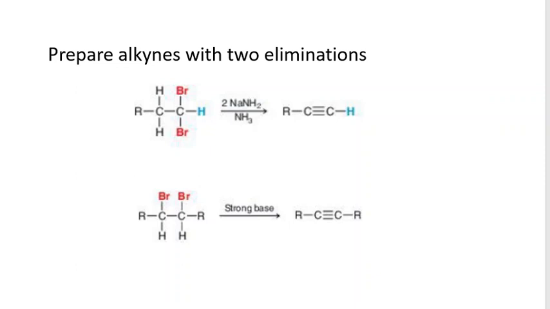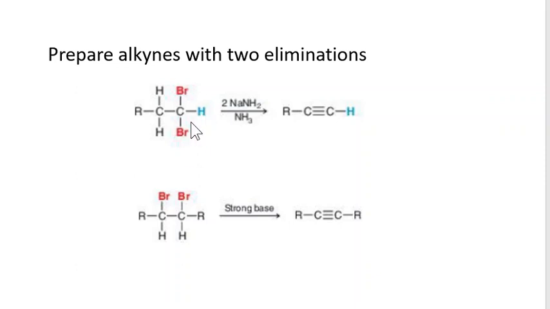So for instance, if you wanted to make an alkene from an alkyl halide, you could do that with a strong base. And to make an alkyne, you can do that with the addition of 2 aliquots of strong base and do 2 eliminations, one after the other. So that's what's shown here.